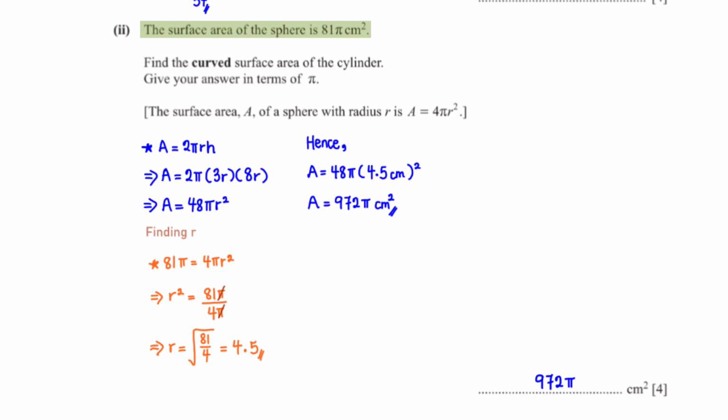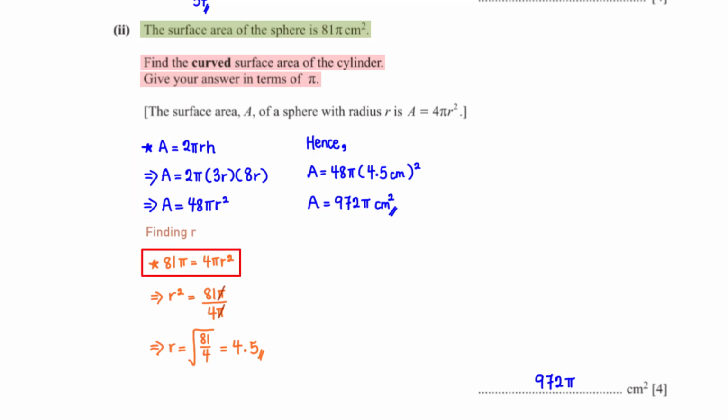The surface area of the sphere is 81 pi centimeters squared. Find the curved surface area of the cylinder. Give your answer in terms of pi. Here is the formula for the area of the curved surface of a cylinder. The radius is 3r and the height h is 8r. 2 pi times 3 times 8 is 48 pi. R times r is r squared. We need to find r.